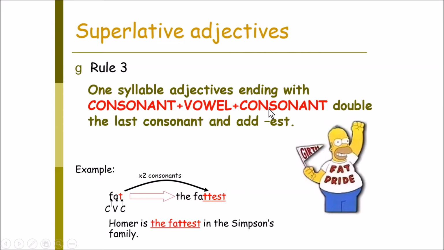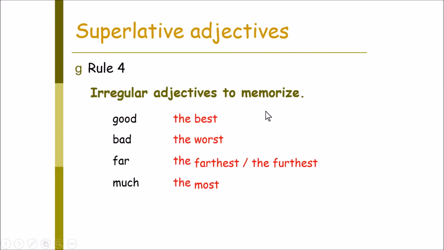So the last rule, that is not a rule, more than a rule, is something that you have to do, okay, is to memorize these irregular adjectives. We have good, bad, far, and much. The superlative form of good is the best. The superlative of bad is the worst. Superlative of far are the farthest or the furthest. And the superlative form of much is the most.